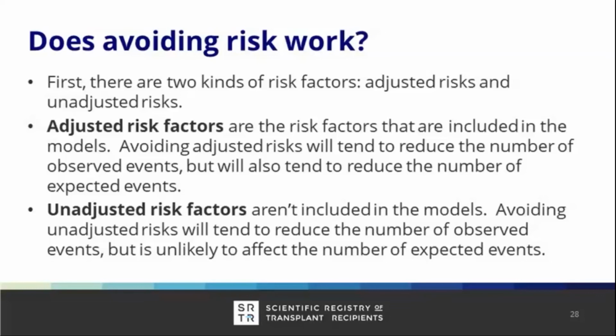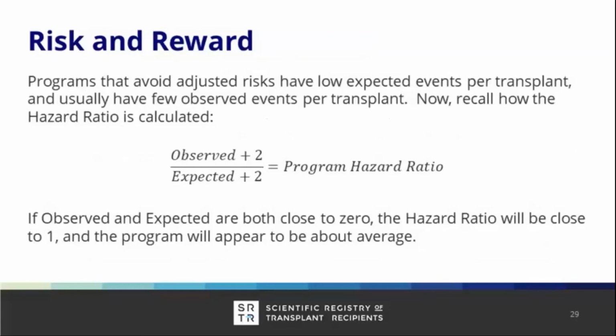So you, as a transplant program, may know more about your patients than the OPTN does. And if you know about something the OPTN doesn't know about, that is a potential unadjusted risk factor. Another thing to talk about here is what we're calling the risk and reward. Remember that the hazard ratio is observed plus 2 divided by expected plus 2. So if observed and expected are both close to 0, the hazard ratio will be close to 1, because about 2 divided by about 2 is about 1.